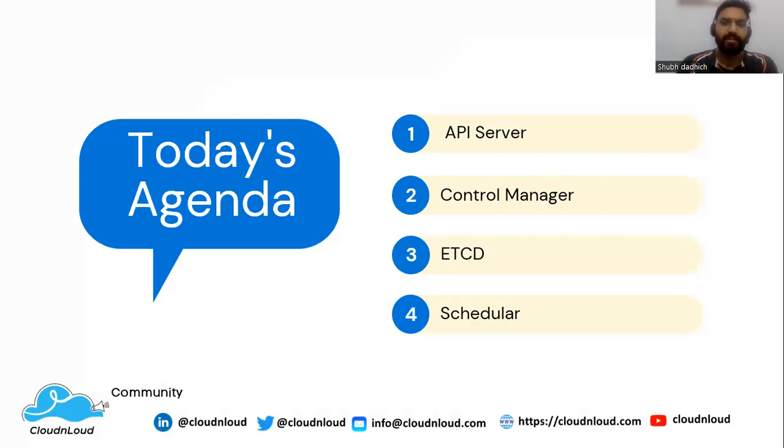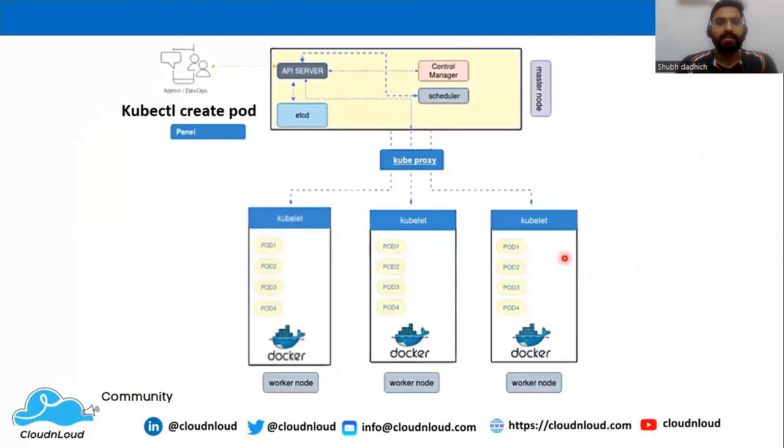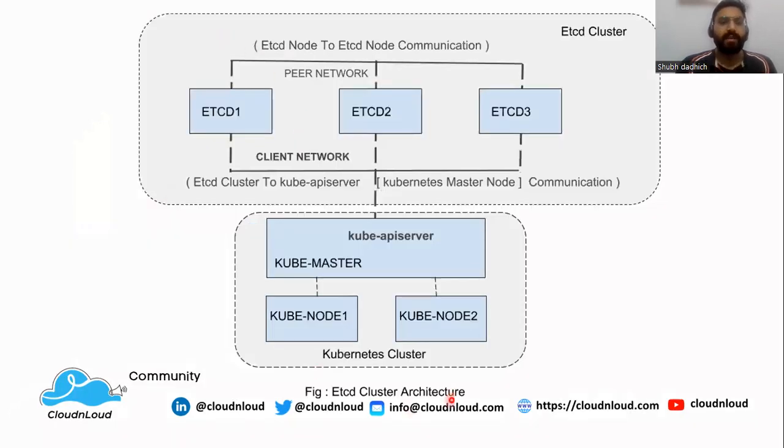Today's agenda for the video is the third component of the Kubernetes architecture, that is etcd. This is the basic architecture of Kubernetes, where etcd resides in the master node. But in production, etcd is deployed in multiple clusters. So let's see the high level architecture of etcd. This is the high level architecture of etcd.